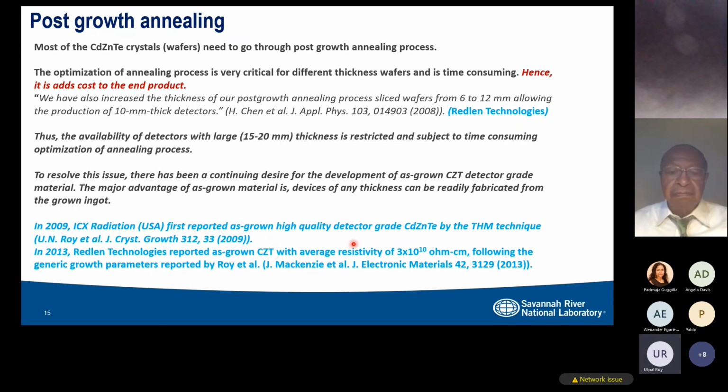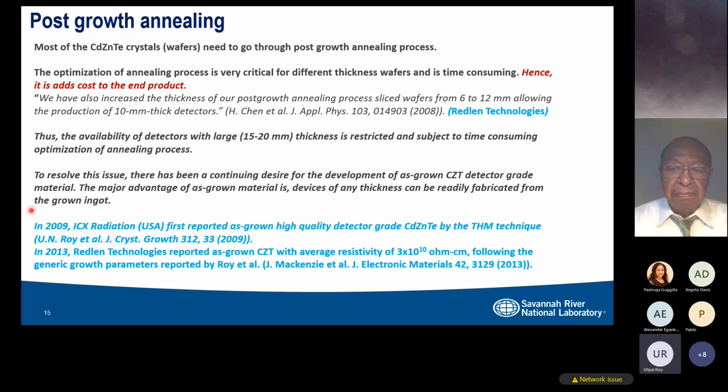And by doing that, they could get rid of the tellurium inclusions. After annealing, you cannot see those tellurium inclusions inside the crystal. And they claim that they get better charge transport properties, and then they make it as a detector material. So once you grow the crystal, it does not work as a detector. You have to go through the post-growth annealing.